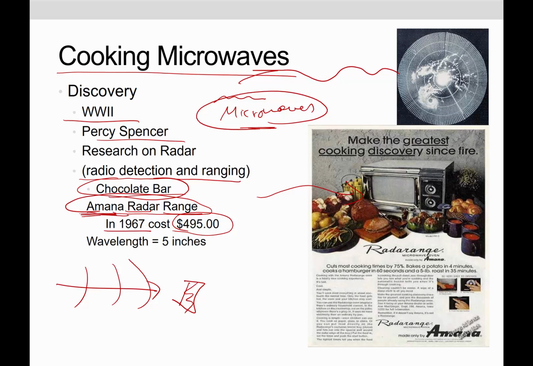How big are these microwaves for cooking? Well, they're about 5 inches. They're a little bit shorter than the microwaves that are used for cell phone technology.